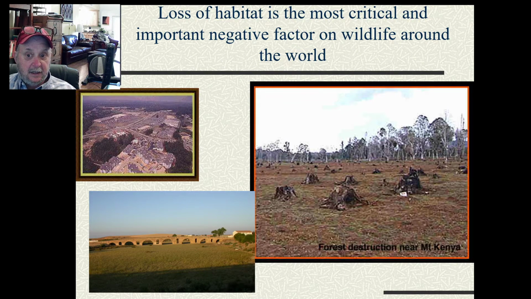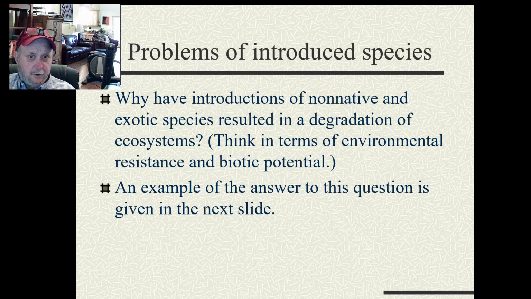Loss of habitat is the primary reason for populations declining. It's the primary reason for extinction across the world, our extinction crisis. It's followed closely by introduced species, and introductions of non-native and exotic species result in the degradation of ecosystems. You bring in another species to eat the food, to drink the water, to take up the space an animal needs. You're reducing the number of young native animals can produce.